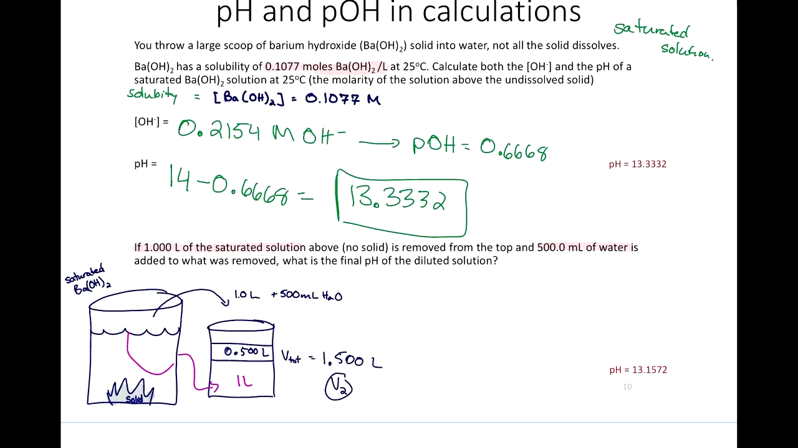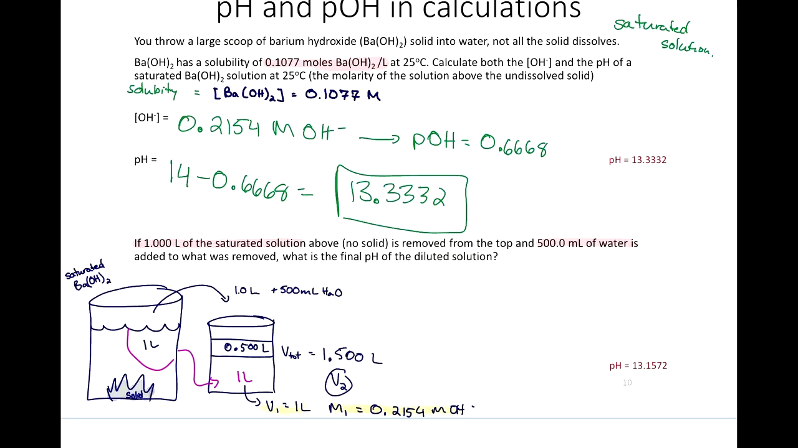It's the volume of the thing I'm diluting, so V1 is actually 1 liter. It's the 1 liter of the saturated solution that I'm pulling out of the thing that I'm diluting, right? So V1 is equal to 1 liter, and it has an initial concentration of 0.2154 molarity hydroxide. We already calculated that before in the previous question. So I have V1, M1, and V2, so hopefully you see that we are going to calculate M2.